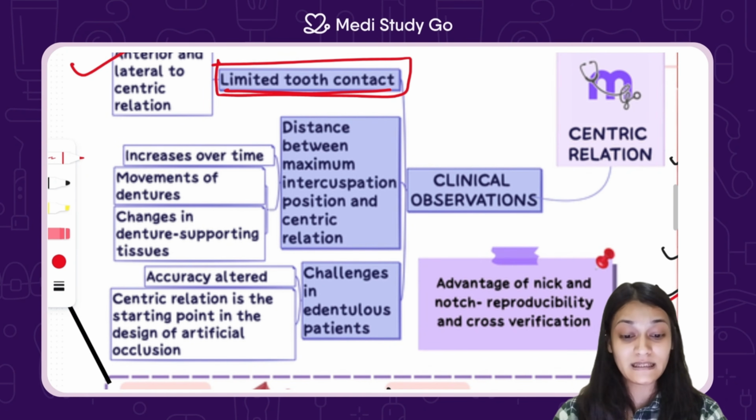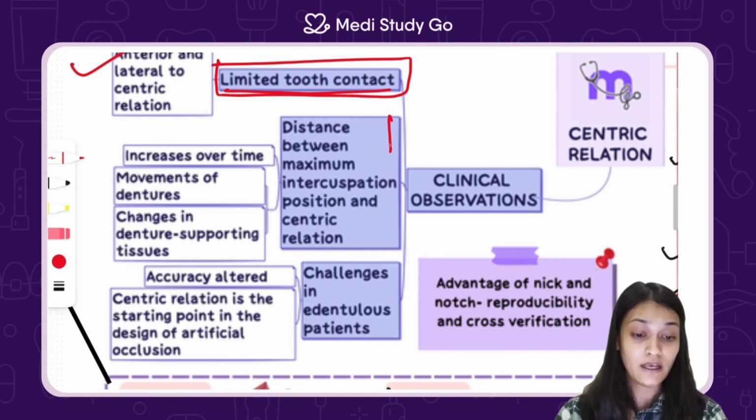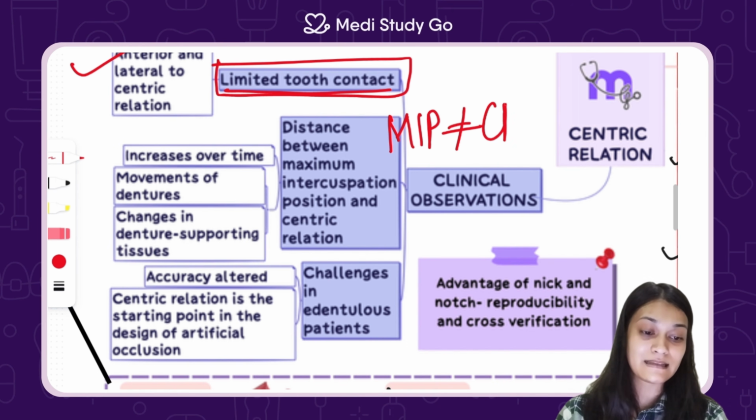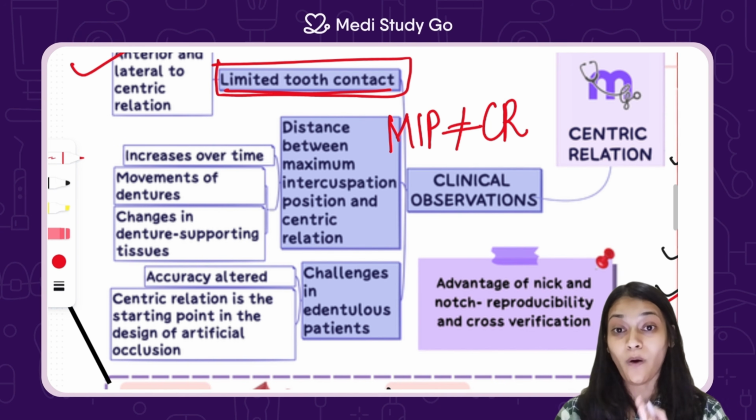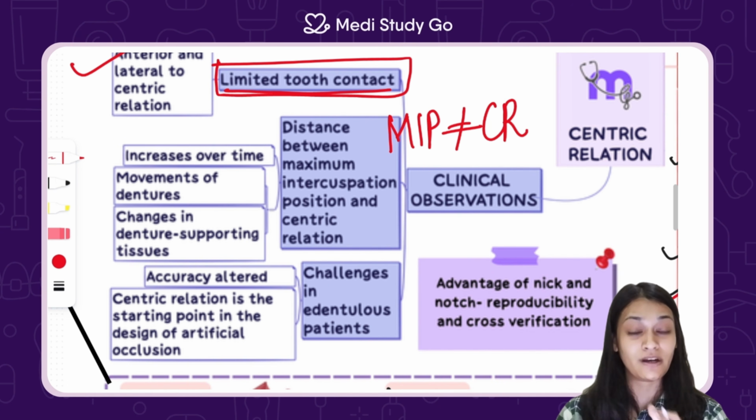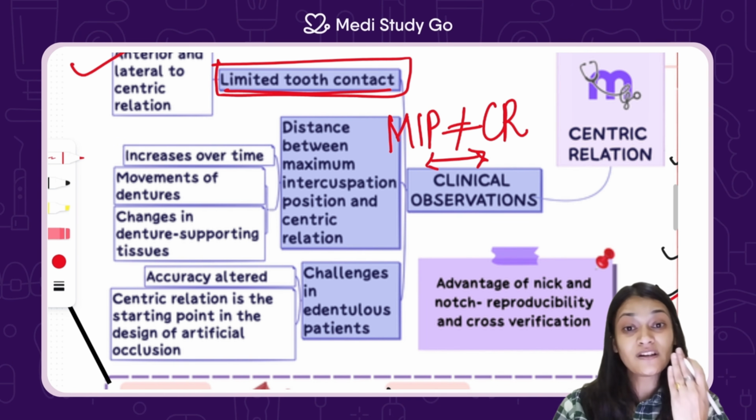At the same time, consider the distance between maximum intercuspation position and centric relation. One thing that is very important and clinically oriented is that centric relation is not equivalent to centric occlusion or maximum intercuspation position, and at times there are going to be discrepancies between them. Centric relation is much more backwards.